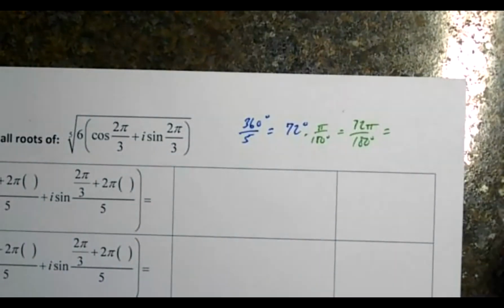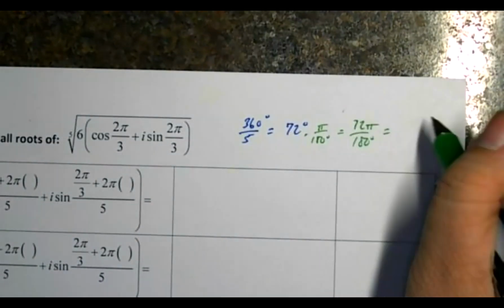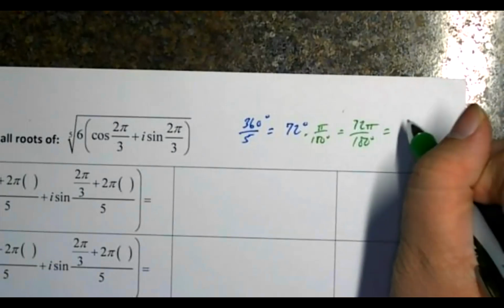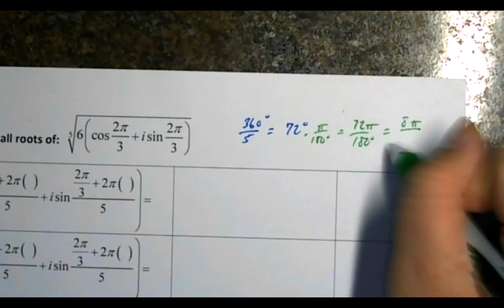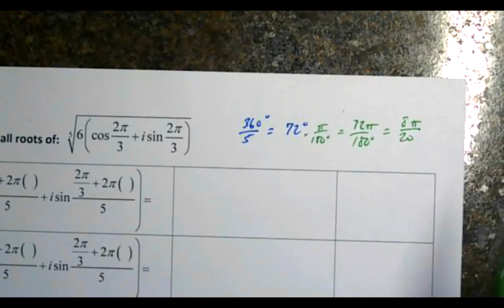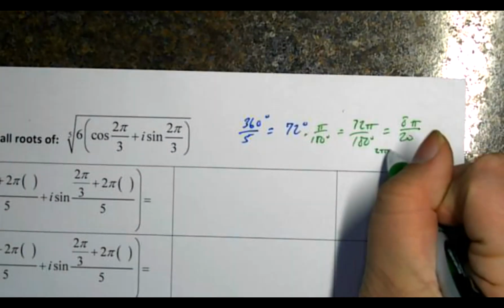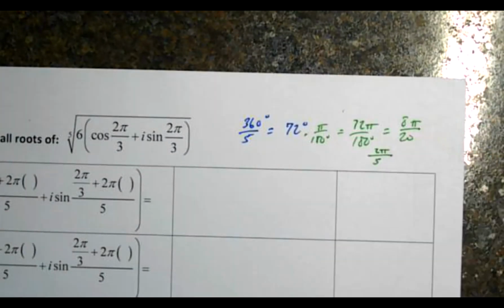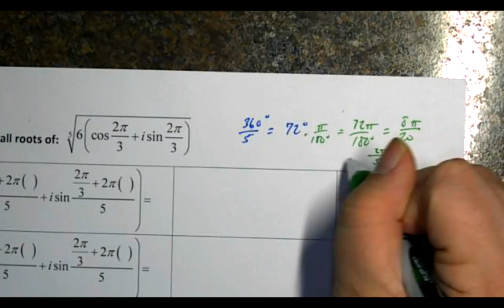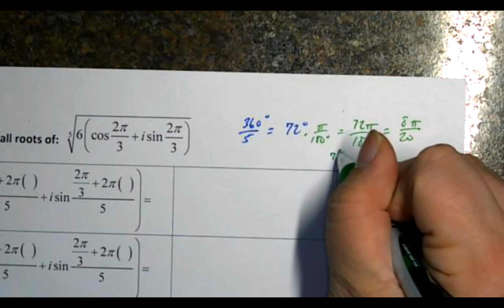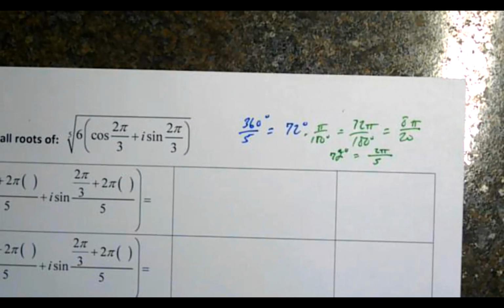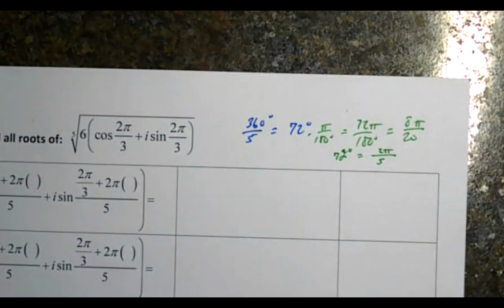I know 9 goes in there. 9 goes into 72 8 times. And 9 goes into 180 degrees 20 times. So that's 8 pi over 20. And then 4 goes in there. 2 pi over 5. So 72 degrees is 2 pi over 5. All right, let's get to work.